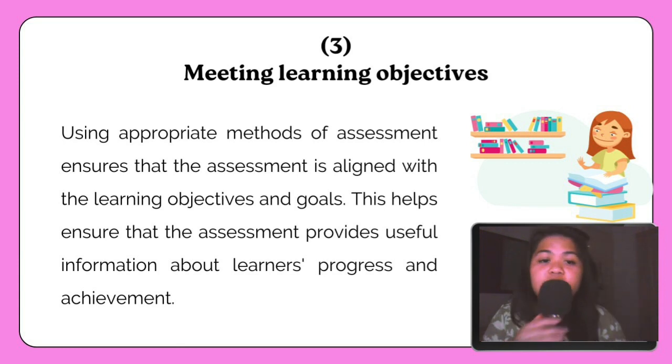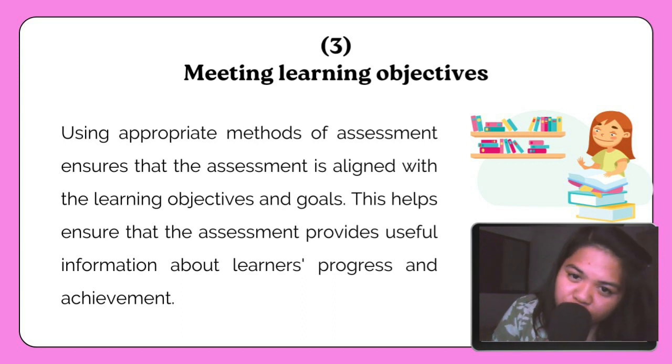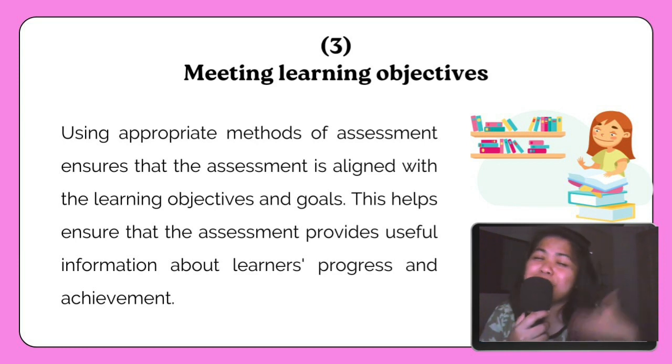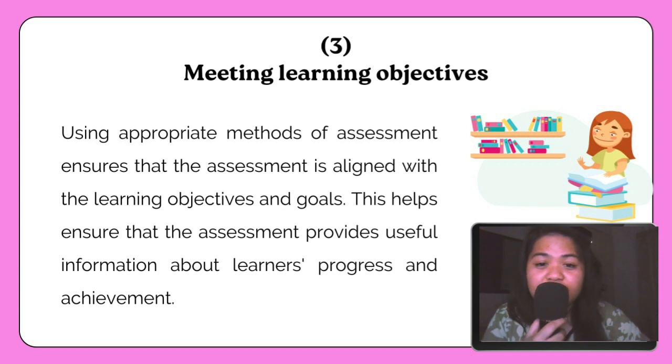So using appropriate methods of assessment ensures that the assessment is aligned with the learning objectives and goals. This helps ensure that the assessment provides useful information about learners' progress and achievement. So, what is the meaning of this? Let's expound it again. Assessment should align with learning objectives and goals to measure important knowledge or skills. Misaligned assessments may not provide useful information about learners' progress or their achievements.